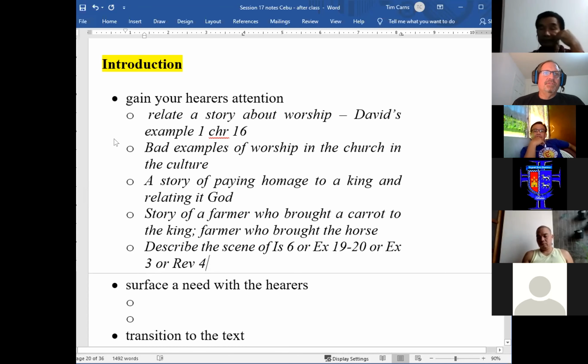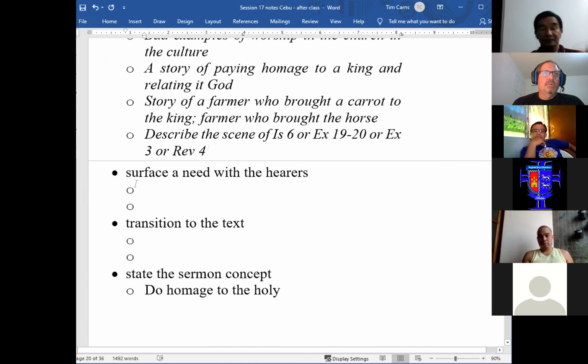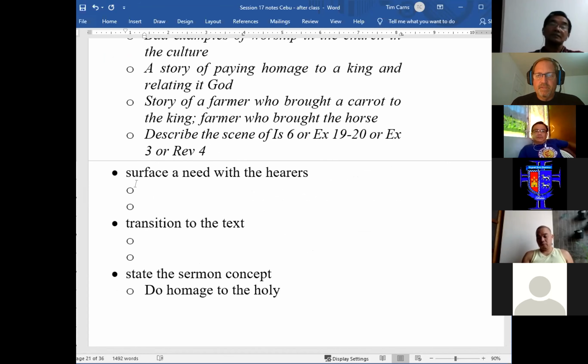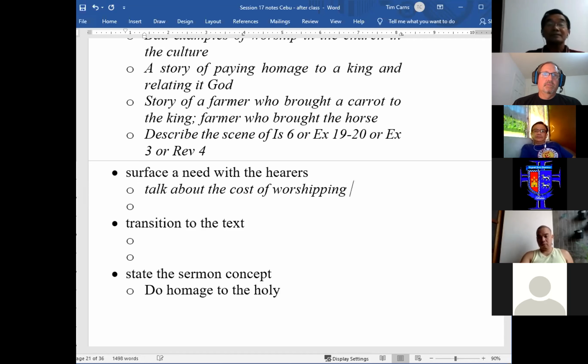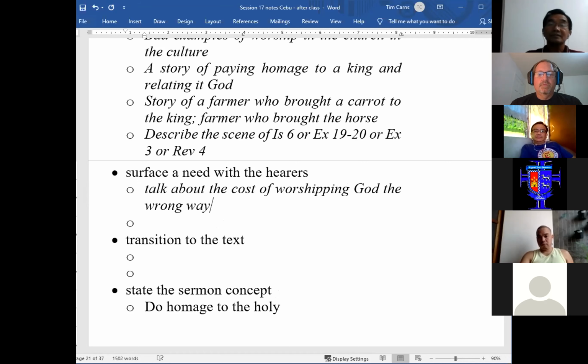Okay, how about surfacing a need? What might be some ideas to surface a need when it comes to the holiness of God and the idea of our need to exalt and worship? I think you can talk about the cost of worshiping God the wrong way. Yeah, you could even ask, what does God think of how we worship? Yeah, go ahead.